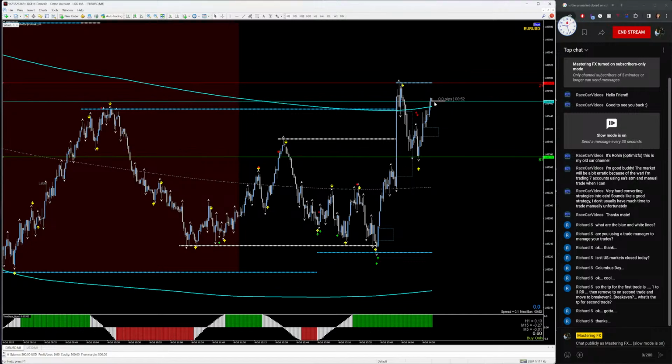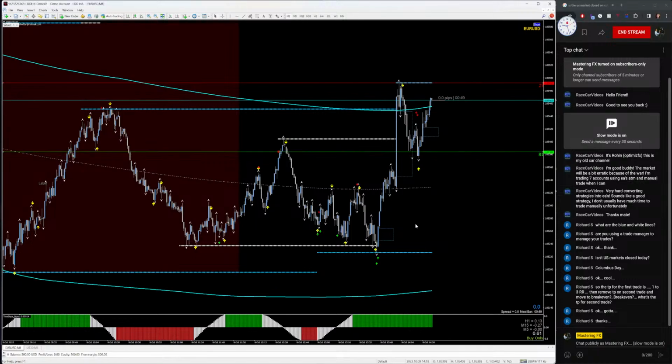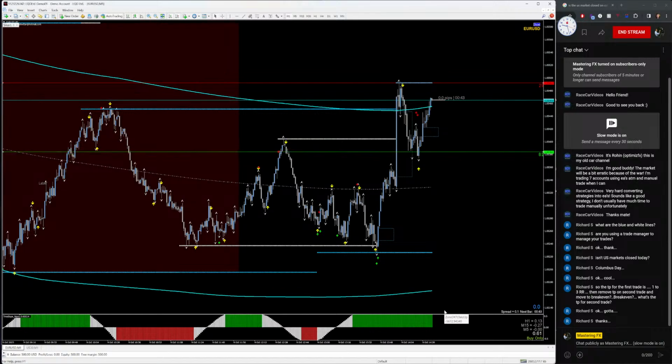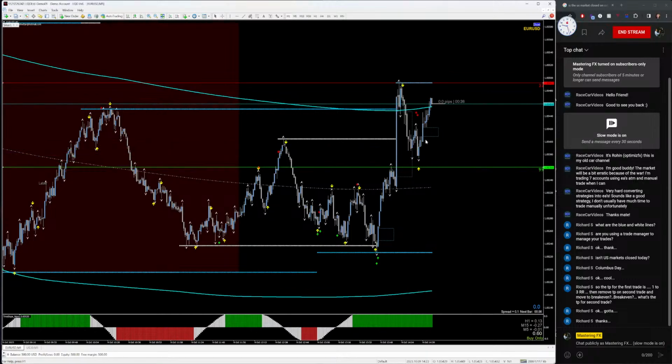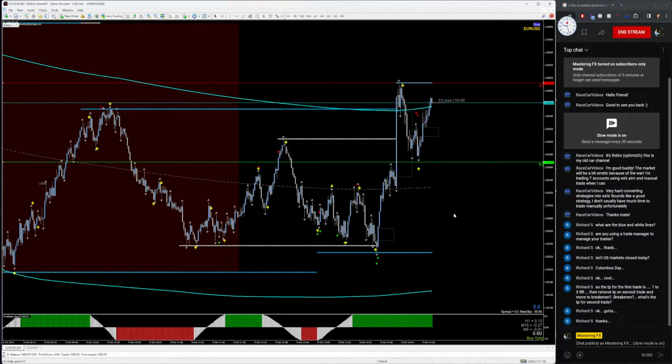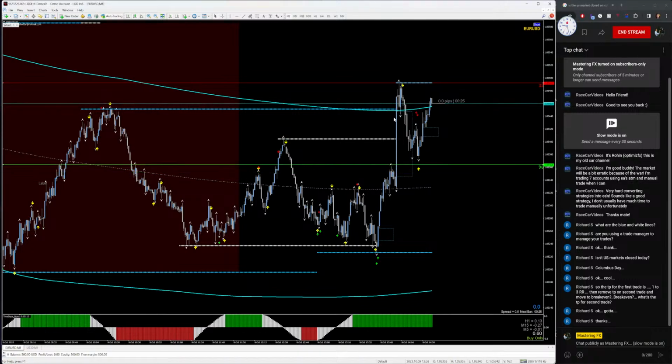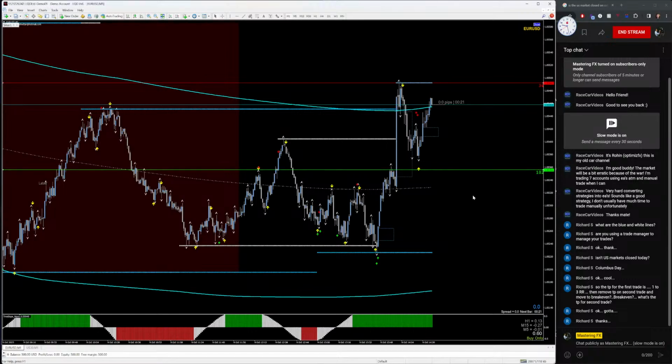However, if it does come back here now and gives me an entry from my strategy, then I will take it. And we are in premium now, according to my rules, which is the middle band of the TMA. Everything above is considered premium. So I'm definitely looking for a sell after this. So let's see what we get here.